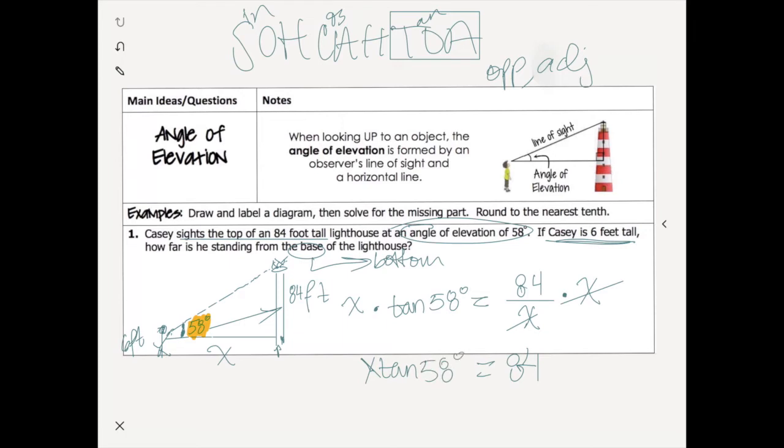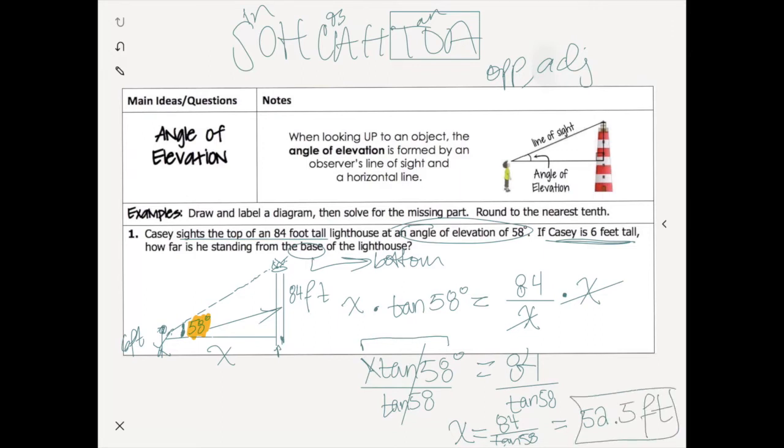Now, we don't have x by itself, so we actually have to perform the opposite operation. Right here, the x is being multiplied times the tangent of 58 degrees, so we're going to divide by the tangent of 58 degrees. These cancel, and we're left with x is equal to 84 divided by the tan of 58 degrees. Now, if you put this into a calculator and get the decimal approximation, you should get 52.489, which I'm going to round to 52.5. Don't forget your units, feet. So that is the distance, how far he is standing from the base of the lighthouse, 52.5 feet.